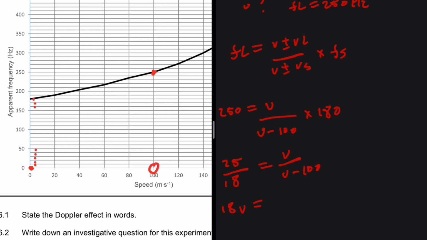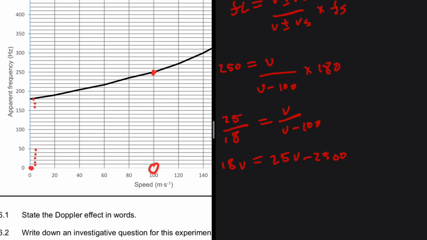18v, right? 25v, and then 25 multiplied by 100, that is minus 2500. So 18 minus 25, that is minus 7v, which is equal to minus 2500. So 2500 divided by 7, that is v is equal to 357.14 meters per second. So there we go.